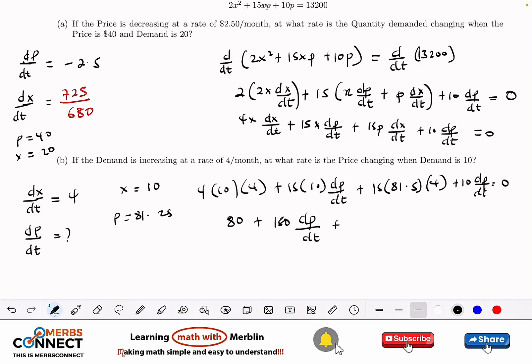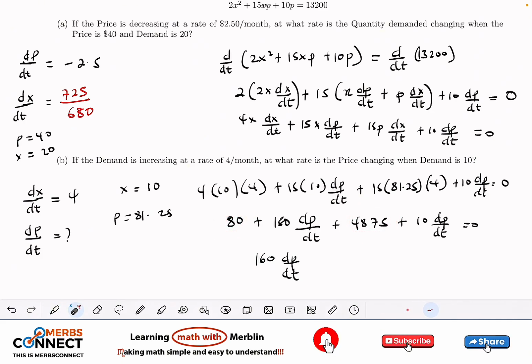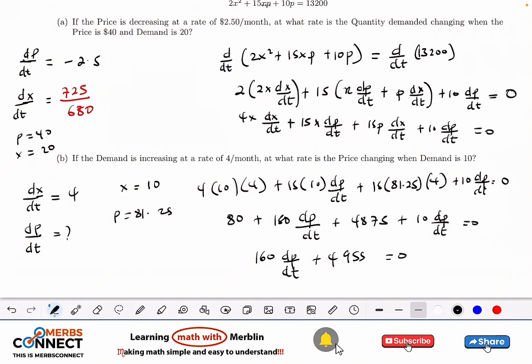81.25. Oh, this one's supposed to be 25 times 4 is going to give us 4875 plus 10 dp over dt. So we are going to add this and that. So this is going to give us 160 dp over dt, and then also add this and that. So when I add plus 80, I'm going to have plus 4955 is equal to 0.